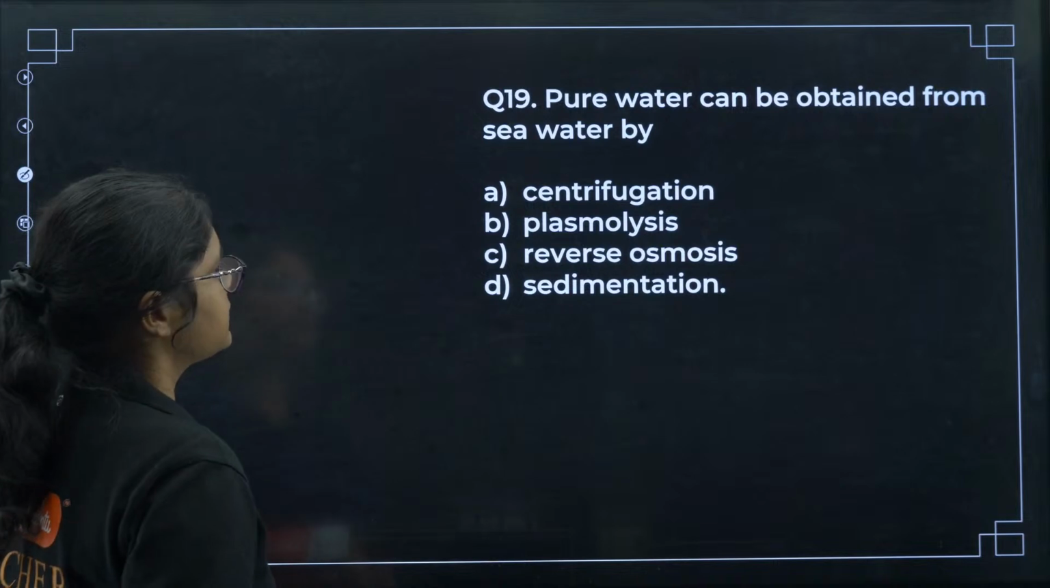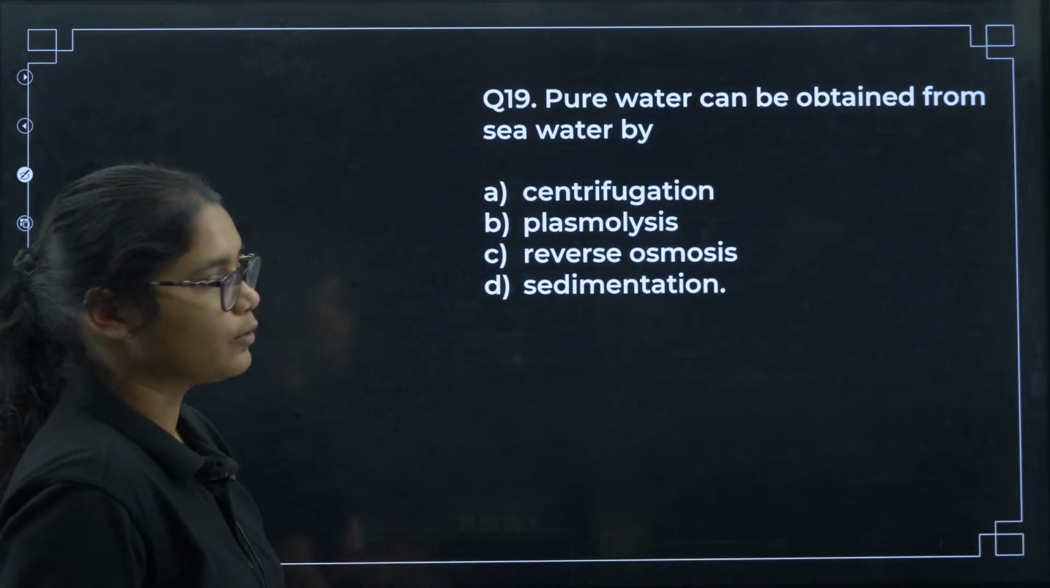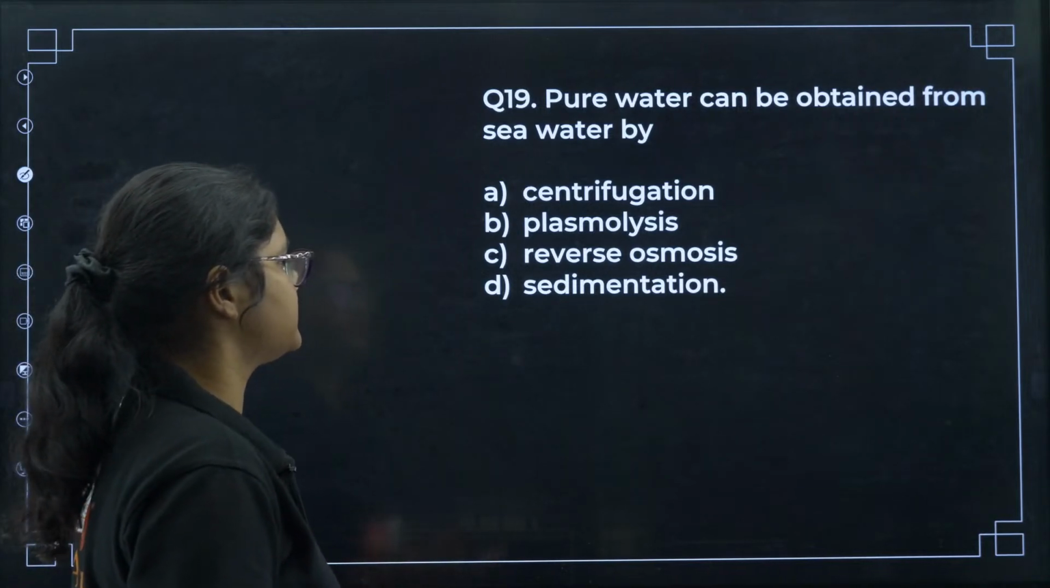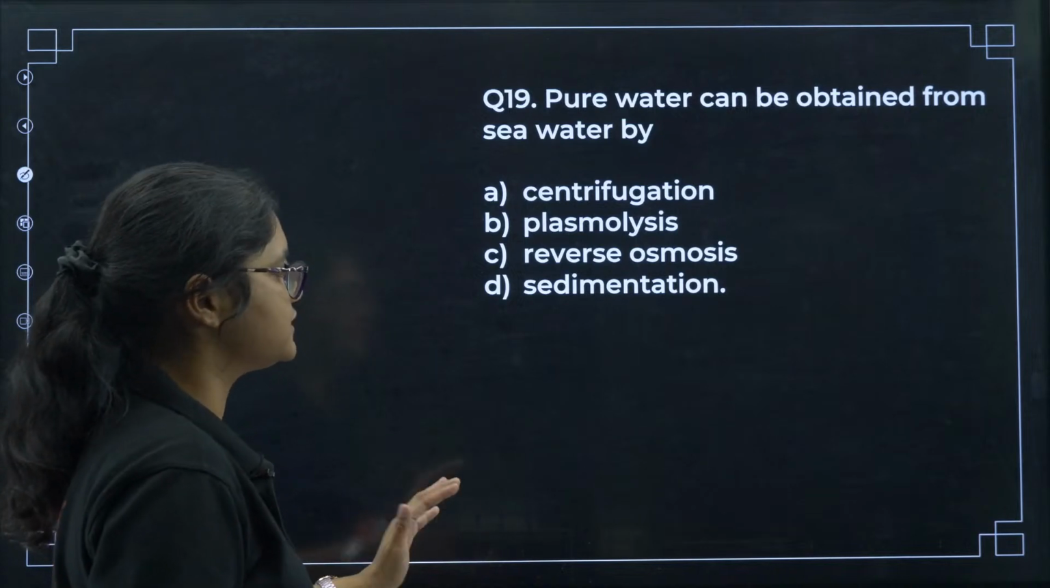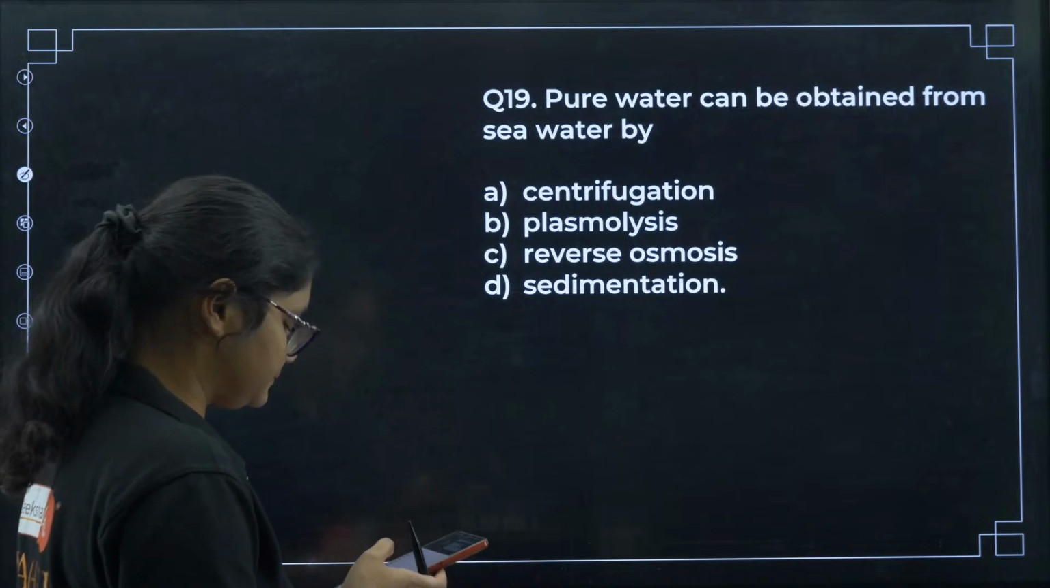Okay, next question number 19. Pure water can be obtained from sea water by. Okay, so different methods are given. This is also a very direct question. Centrifugation, plasmolysis, reverse osmosis and sedimentation. So what can be the correct answer here?